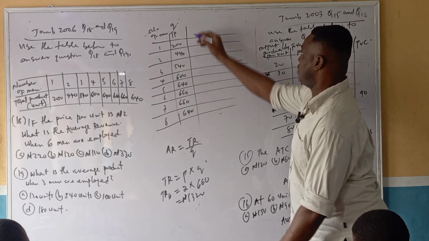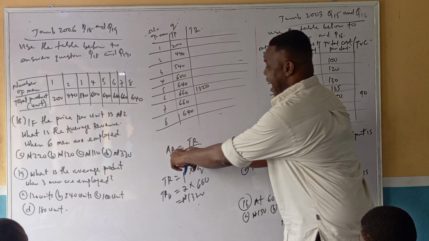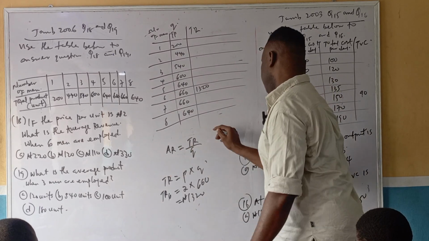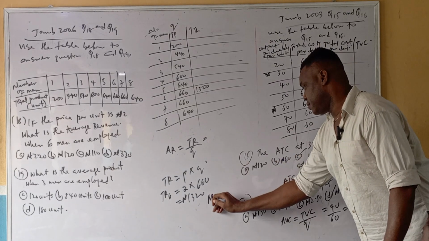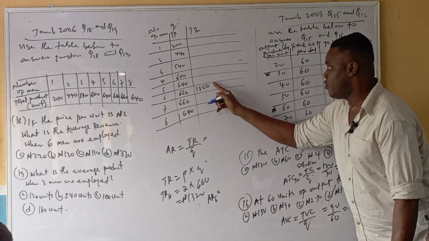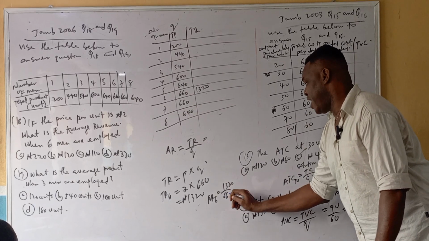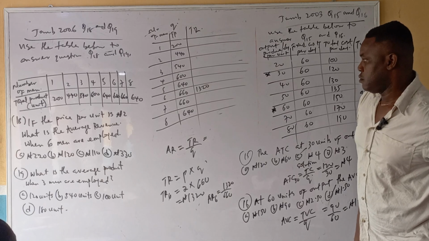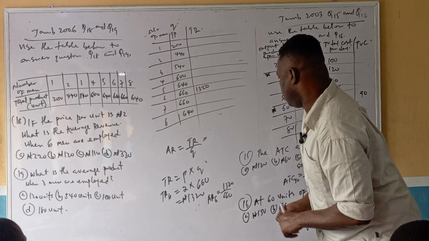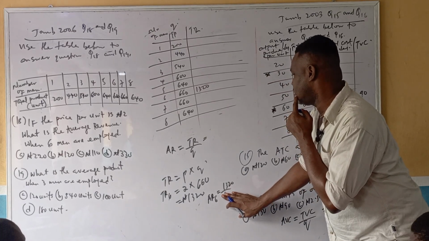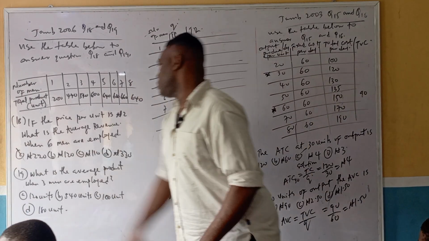Now the total revenue for 6 men is 1,320. Now I can get my average revenue for 6 men. Average revenue is total revenue over quantity. What is their quantity? 6. So here divide. No, divide it by 6, by quantity. You said 220. You go for option A.